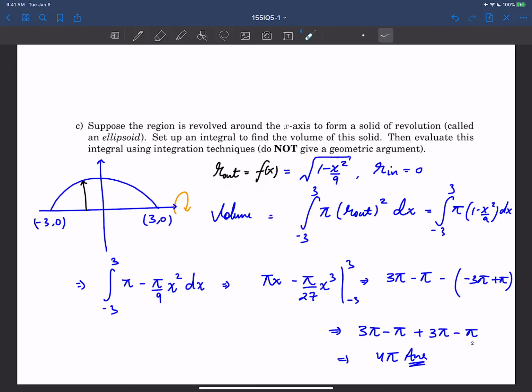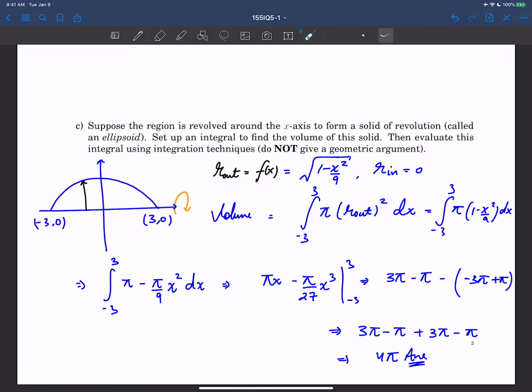So you can imagine in your head, if you rotate that cross section and make a 3D object from it, then you're going to get an ellipsoid. And then we got to set up an integral to find the volume of the solid and then evaluate this integral using integration technique. And you do not want to give a geometric expression. Okay, so we're going to do this like that. That's the region. We're revolving around this axis.